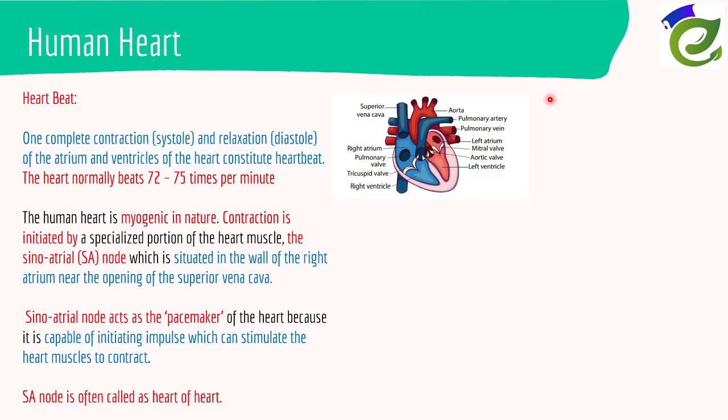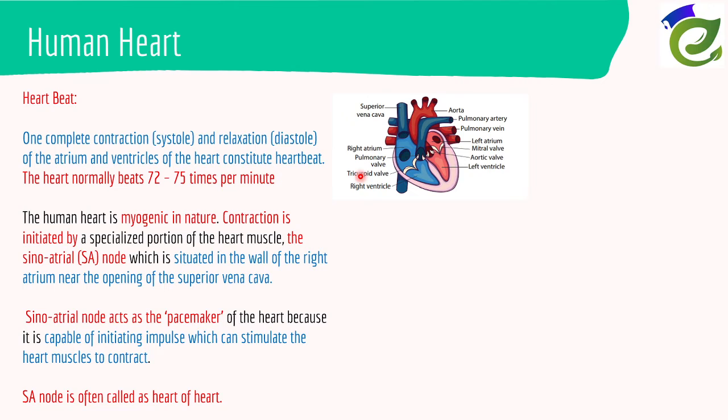So the next slide for the human heart will be focusing on the heartbeat. One complete contraction is called a systole and relaxation is called diastole. One complete cycle is one contraction and one relaxation. There are 72 to 75 heartbeats per minute.